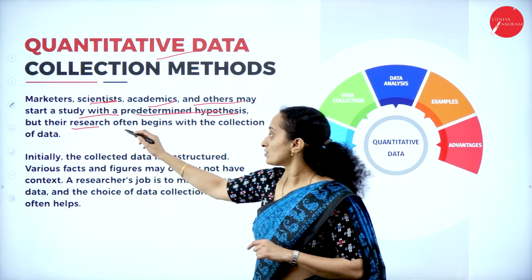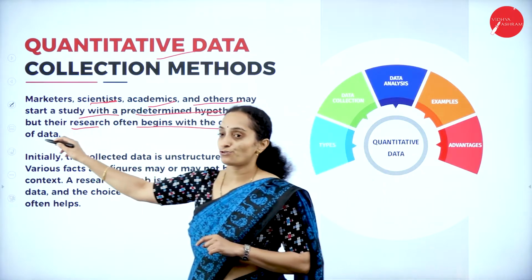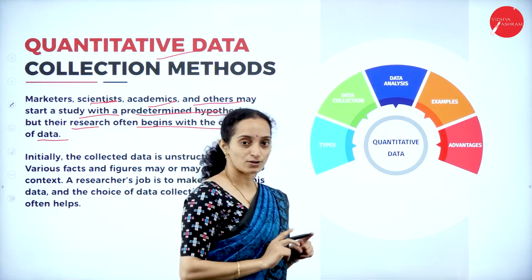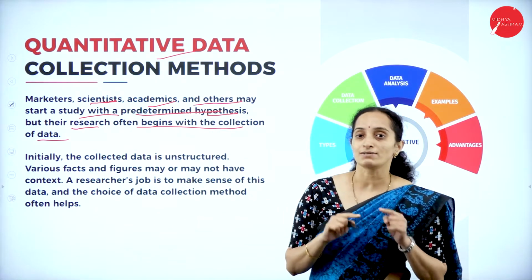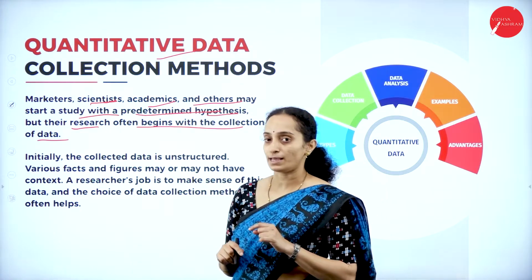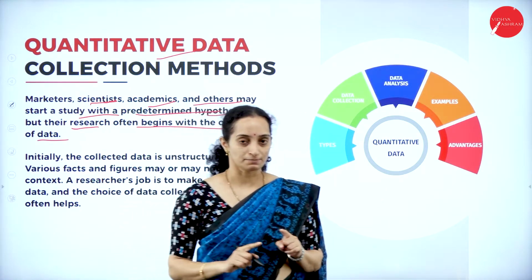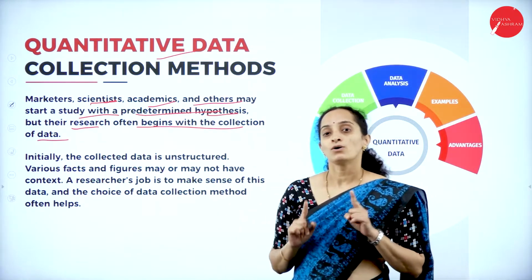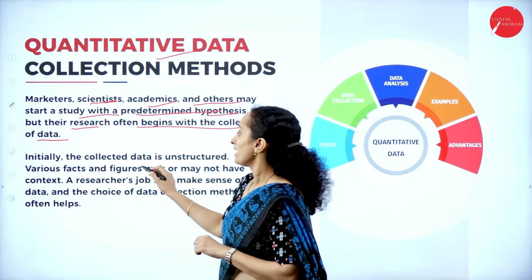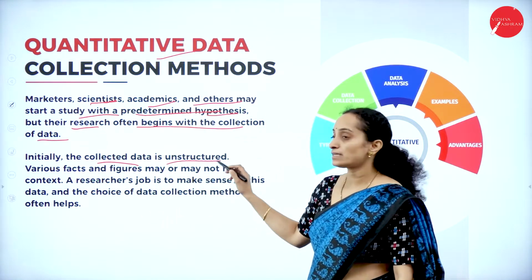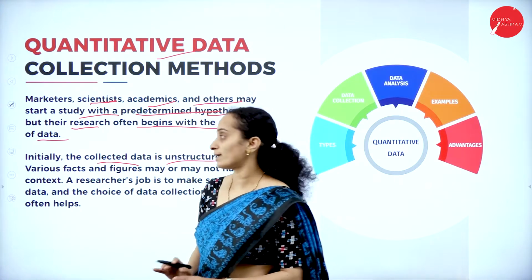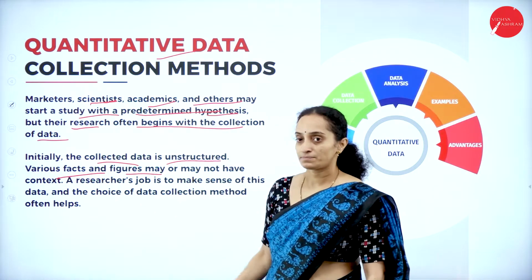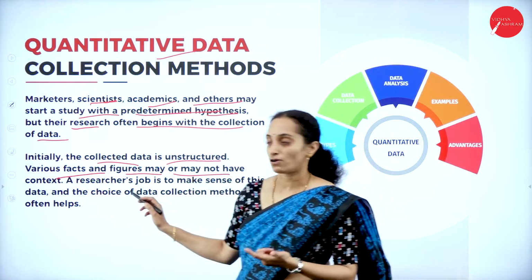But the research often begins with the collection of the data. Whatever research you take, the first thing you are going to do is get the quantitative type of data, not the qualitative type. So most research emphasizes only the quantitative type of data. Okay. Initially, the collected data is unstructured. There will be an unstructured type of data, various facts and figures that may or may not have a context.